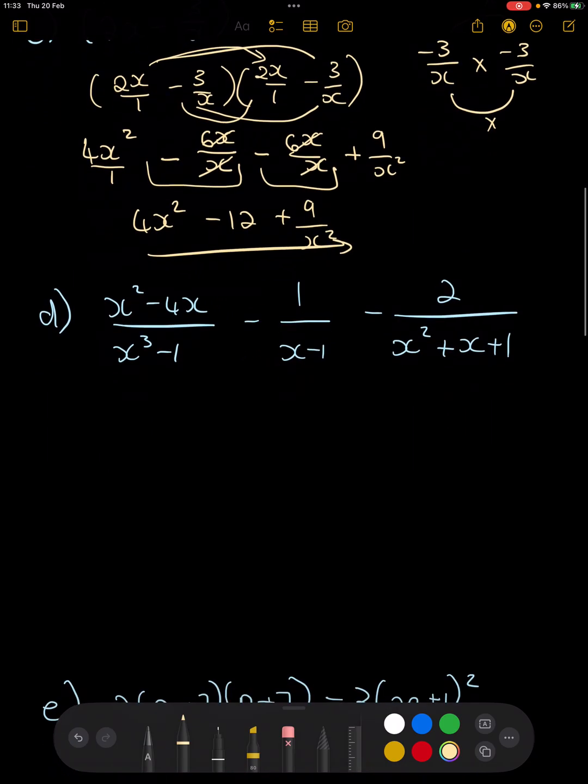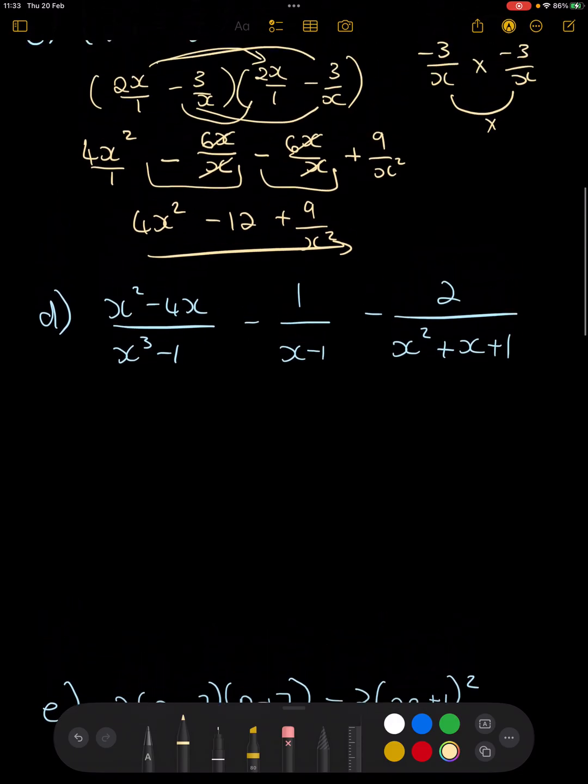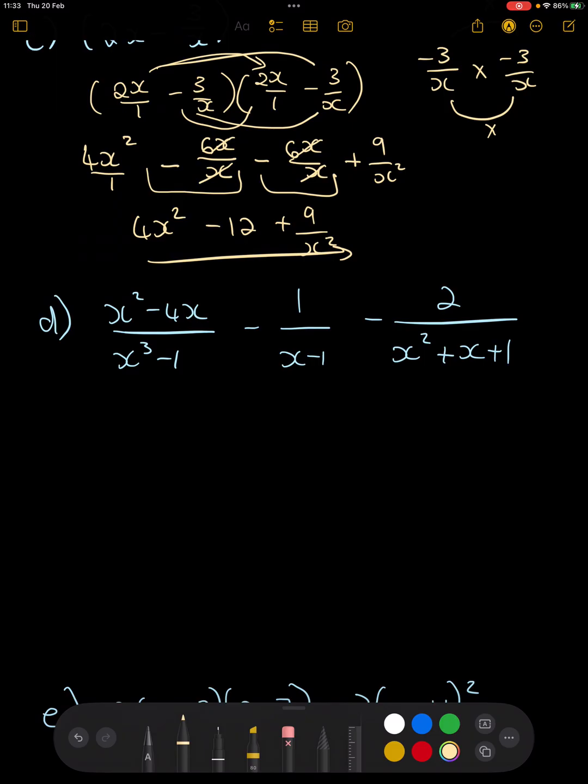In the next one, we've got fractions that need to be subtracted from each other. This is problematic because they're not very simple to subtract, because we need to get an LCD. And my LCD at this point is completely impossible. So what I'm going to do is factorize each of the parts of the fraction that I can factorize, and then I'm going to see what I'm left with.